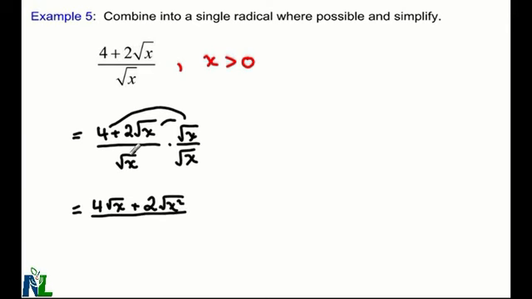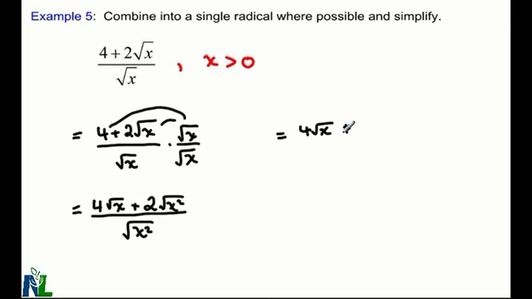On the bottom, I have the square root of x times the square root of x. Multiplying the x's together, I get the square root of x squared. And to further simplify this expression, I can't simplify 4 root x any further. There's nothing I can do with this with an x, and there's nothing I can simplify with the 4.